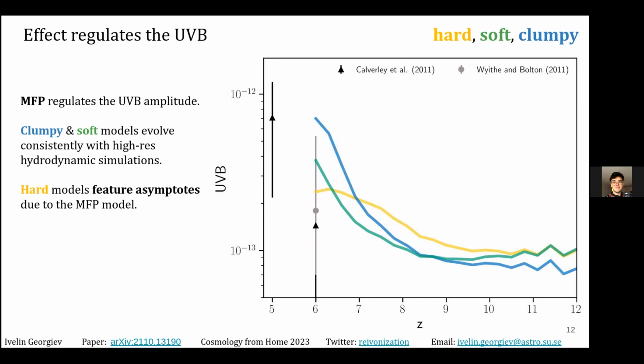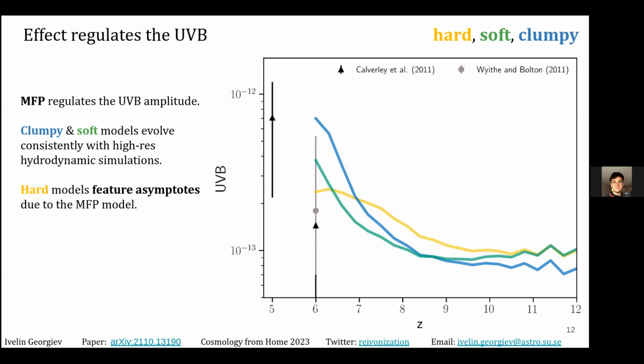This is what I plot for these three simulations: the hard, soft, and the clumpy. Quite often, a problem previously existing in the field is that many simulations, in order to reionize the universe, end up overshooting this parameter. But we can see now that this is related to the mean free path. A larger mean free path is correlated to the UVB. It regulates it.